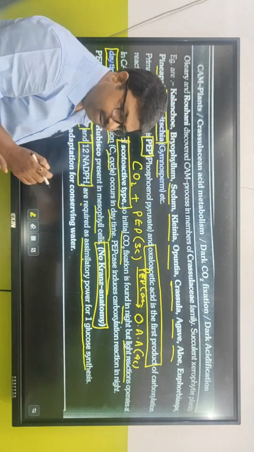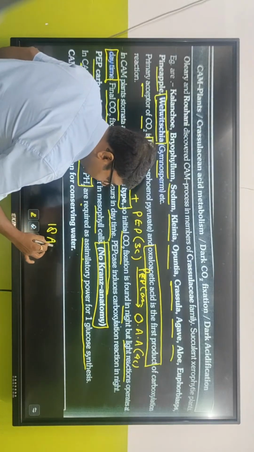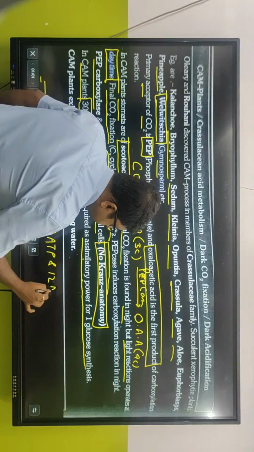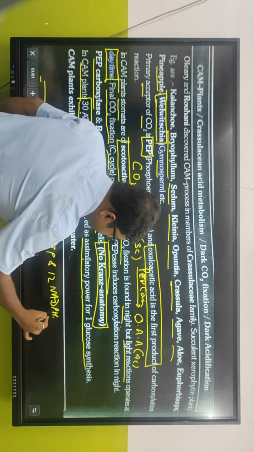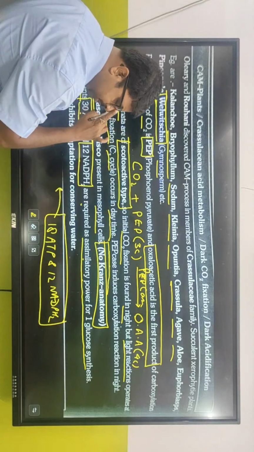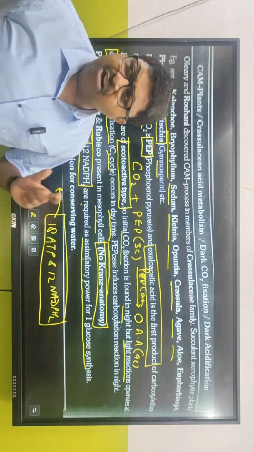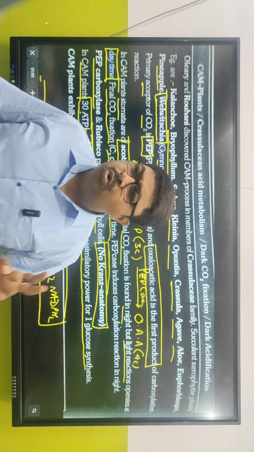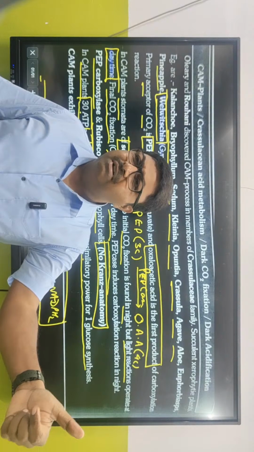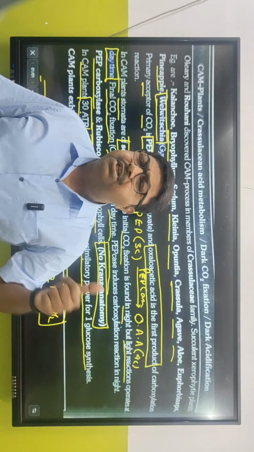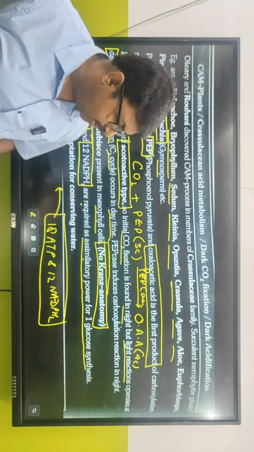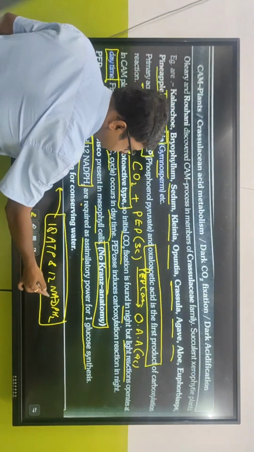তাই না? 18 ATP and 12 NADPH2 are required to form one molecule of glucose. মনে পড়ছে না, ডার্ক রিঅ্যাকশনের ফার্স্ট স্টেপে, সেকেন্ড স্টেপে ছিল কি? রিডাকশন অফ PGA. In reduction of PGA, 12 ATP and 12 NADPH2 are required. আর লাস্ট স্টেপটা কি ছিল? রিজেনারেশন অফ RuBP. Regeneration of RuBP-তে 6 ATP was required. So 6 plus 12, 18 ATP plus 12 NADPH2.